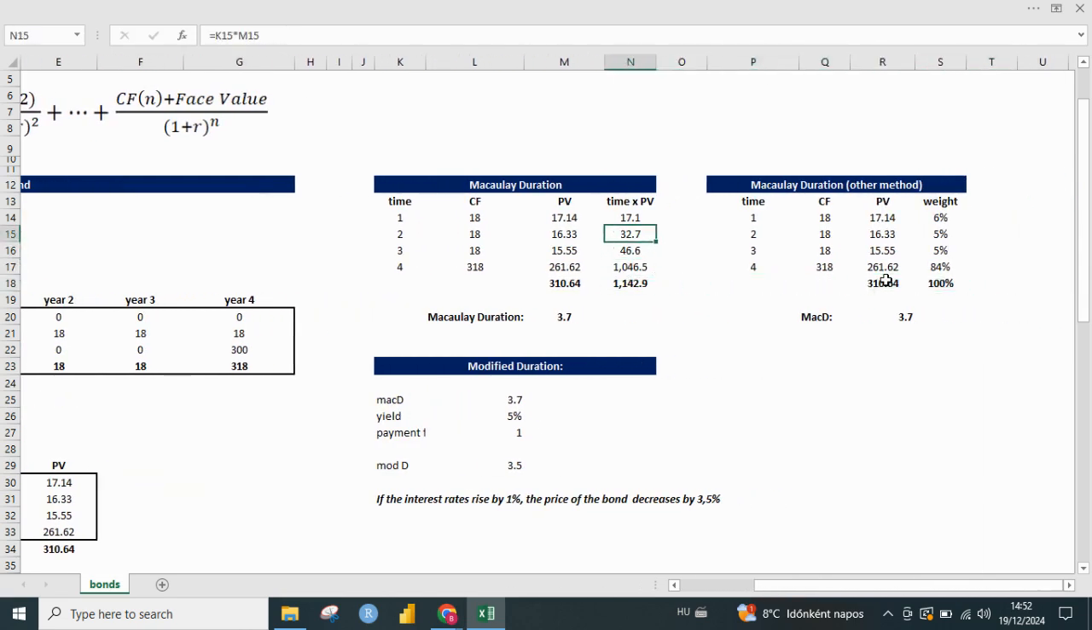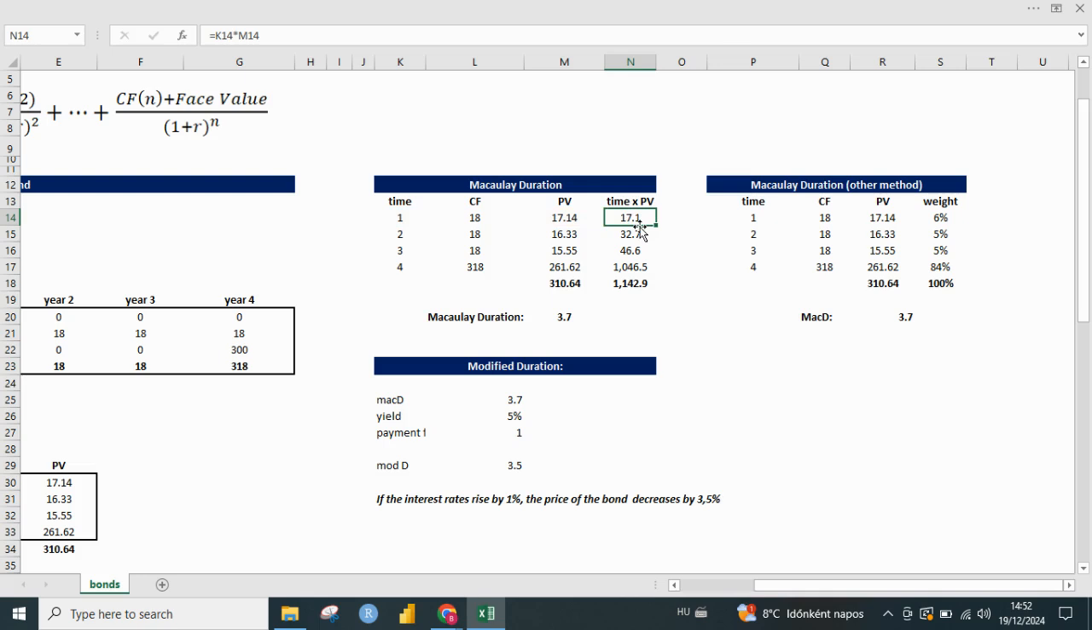And now we have a new column in the computation. This is time multiplied by present value. So in each case, the number of the year is multiplied by the present value for a given year of the bond.